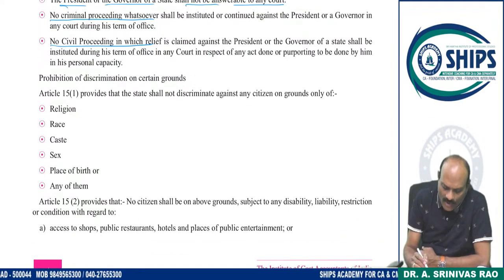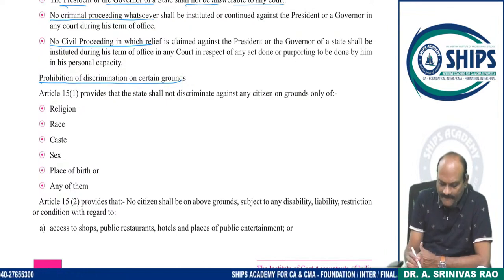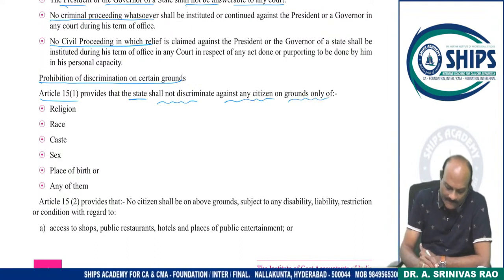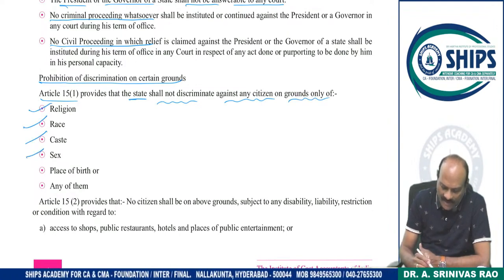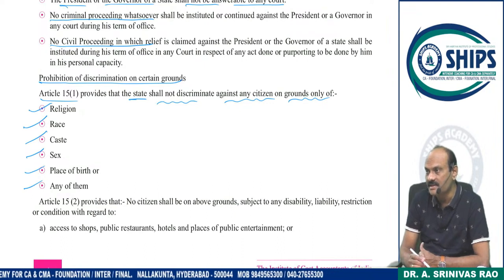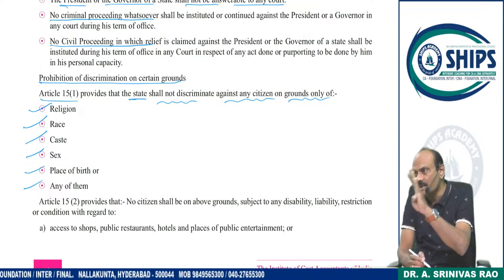Now guys, prohibition of discrimination on certain grounds. People cannot be discriminated against. According to Article 15(1), the state, I told you, means the country, shall not discriminate against any citizen on the ground of only religion, race, caste, sex, meaning male or female, place of birth, or any of them. You cannot discriminate against people based on caste, creed, color, race. Always you can take this word.